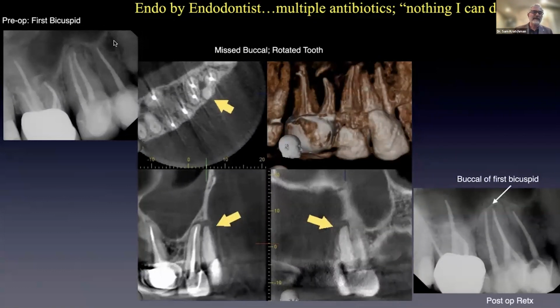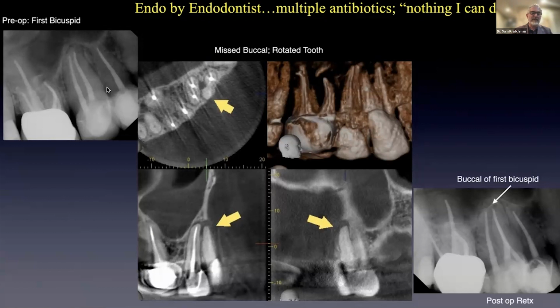Root canal looks perfect on the first bicuspid. The patient has continued symptoms, keeps going back to the endodontist, who keeps telling them there's nothing he could do and keeps putting the patient on antibiotics. Now, statistically, you have to understand something.